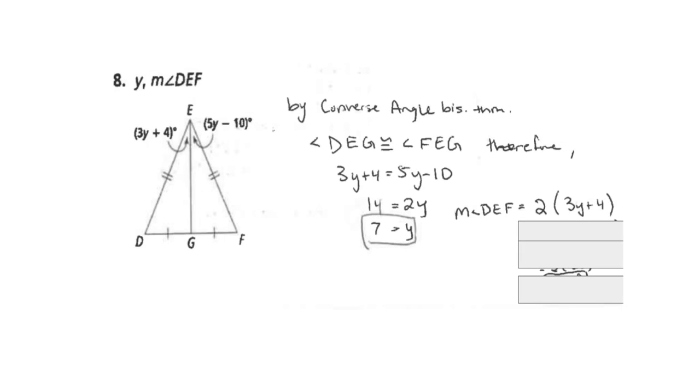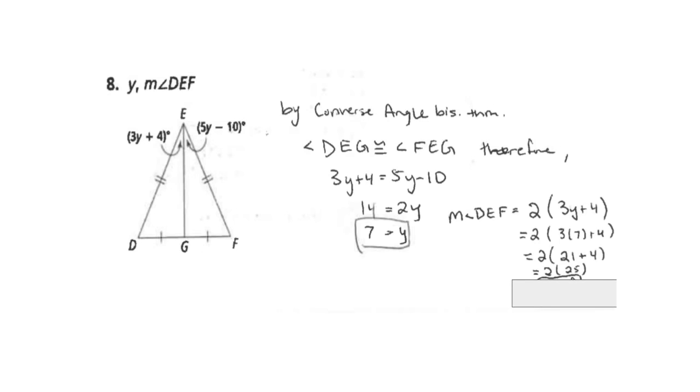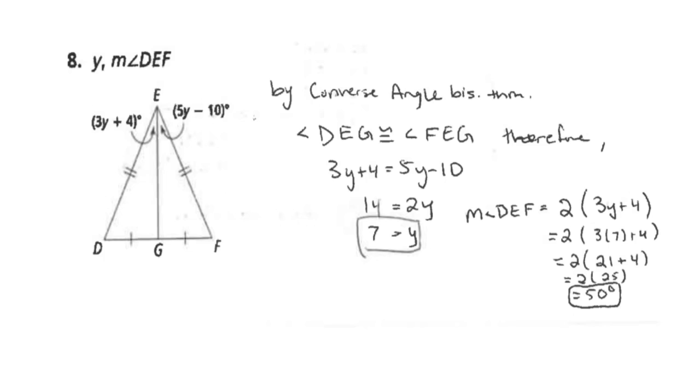So you can see I use angle measure of DEF is 2 times the formula of DEG, which is 3y plus 4. Next, I'm just going to substitute in 7 for y, solve what's in the parentheses first, and then just double it. Now, when you solve for the parentheses, we multiply 3 times 7, we get 21. Add 4 to it, we get 25. And last step is doubling it to get the angle measure of DEF. And you'll see that DEF is going to be 50 degrees.